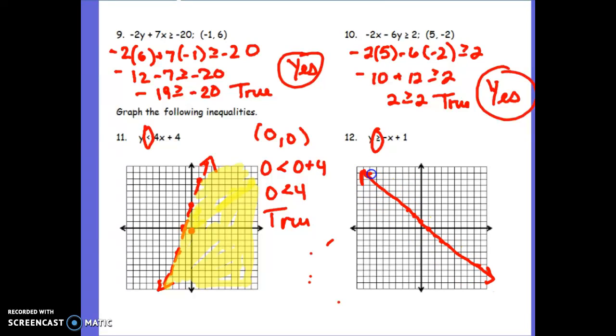Okay, let's not check the point 0, 0. It's kind of close. Let's pick another point. Let's pick 2, 2 and see if it's on the shaded side or the unshaded side. So when we plug in the point 2, 2, we're going to say 2 is greater than or equal to negative 2 plus 1. 2 is greater than or equal to negative 1. That's true. So this is on the true side here, so we're going to shade on the side that has the point.